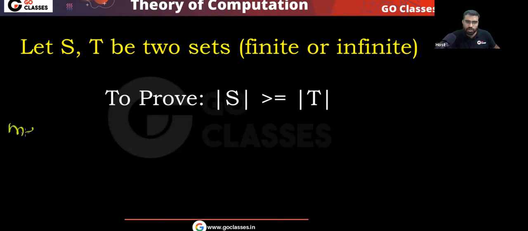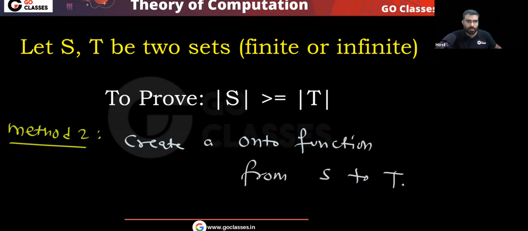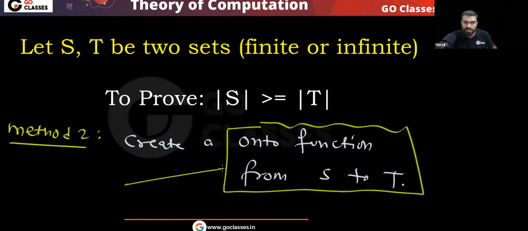Just in case they ask you in true false, what is another way? I can also create a surjective function from S to T. Yes or no? I can create an onto function from S to T. Is this clear? Let me know. Because remember, if I create an onto function from S to T, what does that mean?